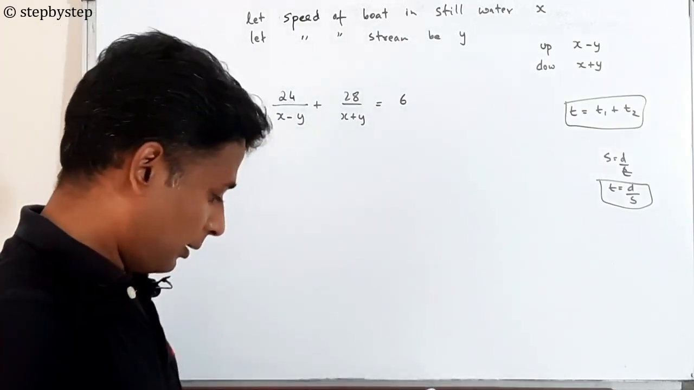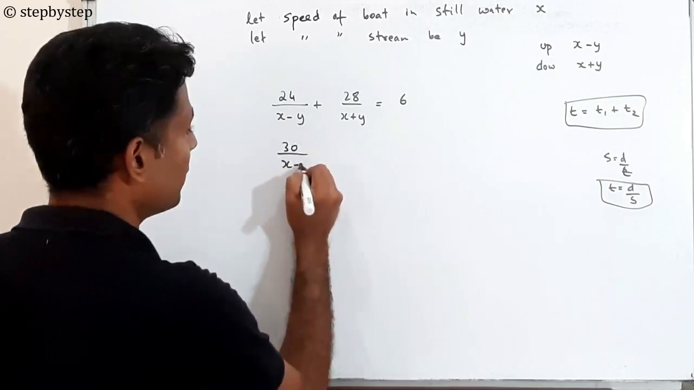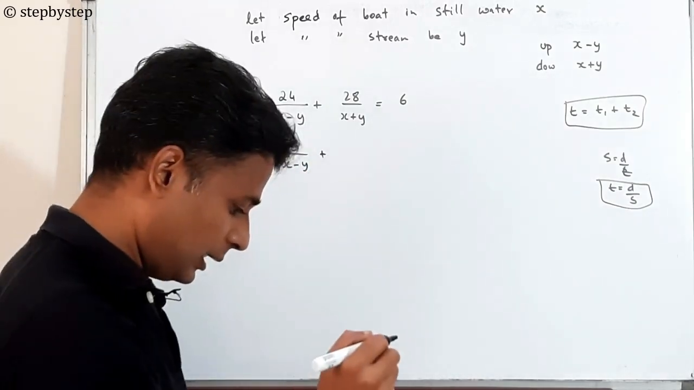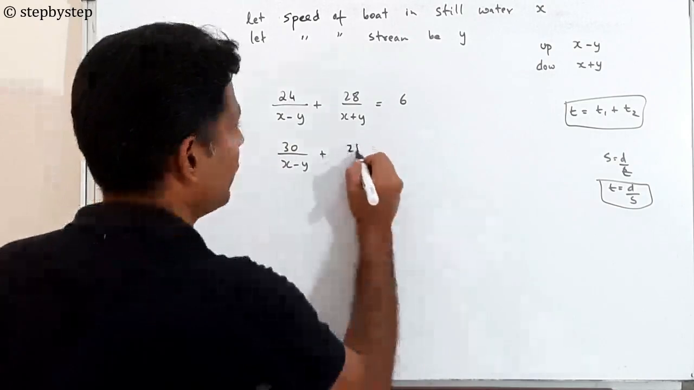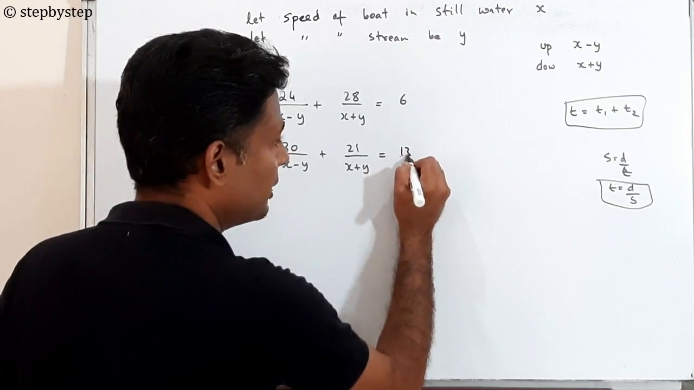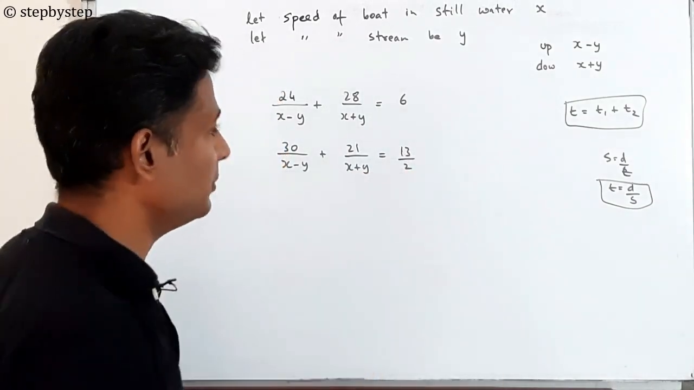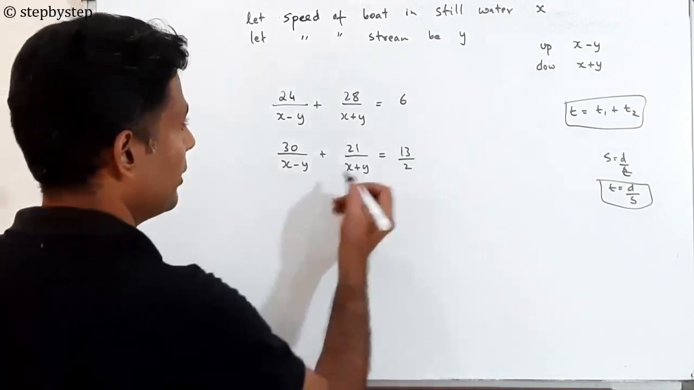Alright. Now the second thing, it goes 30 km upstream. So 30 by X minus Y plus 21 km downstream. So 21 by X plus Y equal to 6.5, that is 13 by 2. When you convert 6 and 1 by 2, it becomes 13 by 2. Now what do we do?